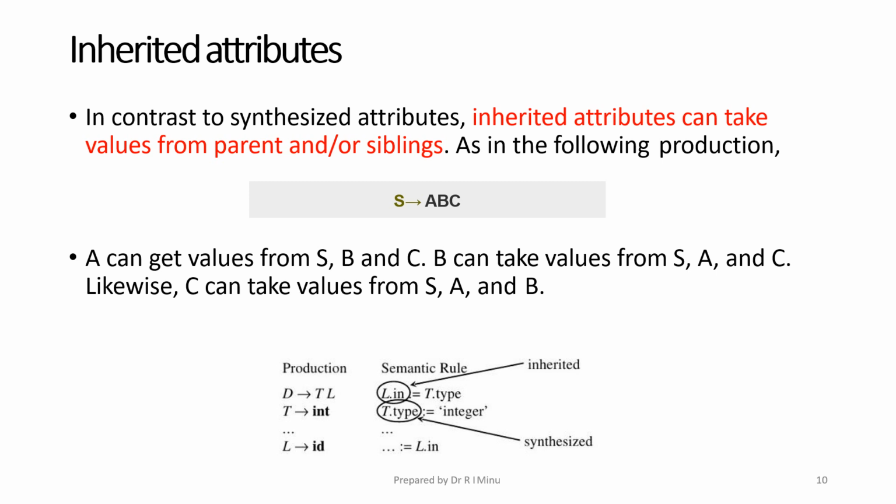So what is L dot in? L dot in is an inherited attribute. This L is a list of identifiers which takes its value from T. T is a type. If it is integer, then the identifier is an integer. If it is a float, the identifiers present in the list L are float or real. What is this type? Type dot integer. T dot type is an integer. This is synthesized because T is getting it from the child node, since we have declared this as an integer.